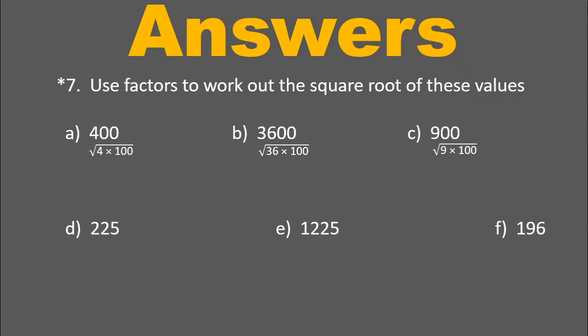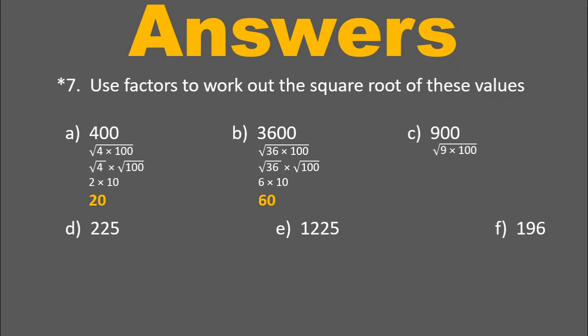Let's keep going taking this up. The square root of 4 and the square root of 100 is 2 and 10. So the square root of 400 will be 2 times 10, which is 20. The square root of 3,600 is the square root of 36 times the square root of 100, which is 6 times 10. So that's 60.